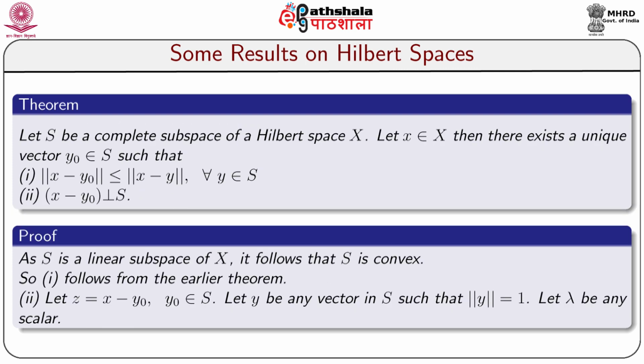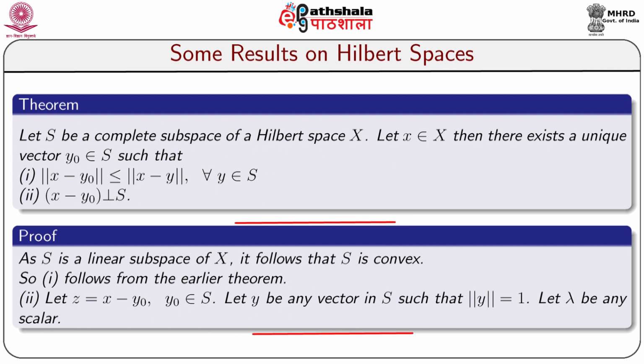Now, we get another theorem. Let capital S be a complete subspace of a Hilbert space capital X. Let x belong to capital X. Then there exists a unique vector Y0 belonging to capital S such that, number 1, norm x minus Y0 is less than or equal to norm x minus y for all y belonging to capital S. And number 2, x minus Y0 is perpendicular to capital S. As capital S is a linear subspace of capital X, it follows that S is convex. So, one follows from the earlier theorem.